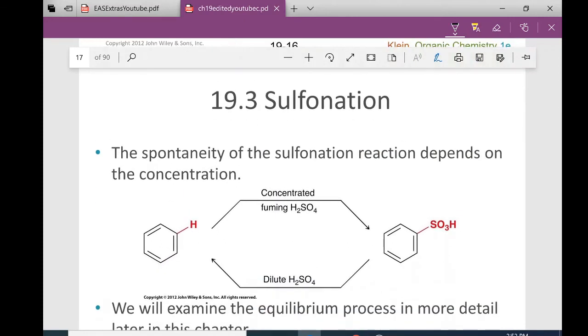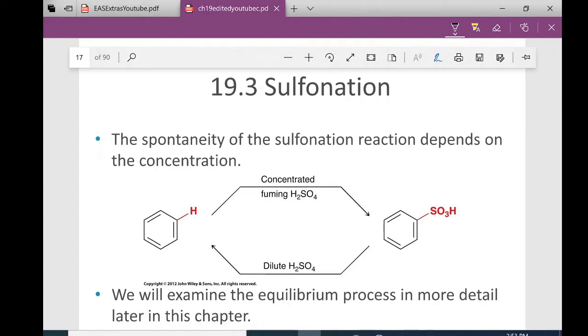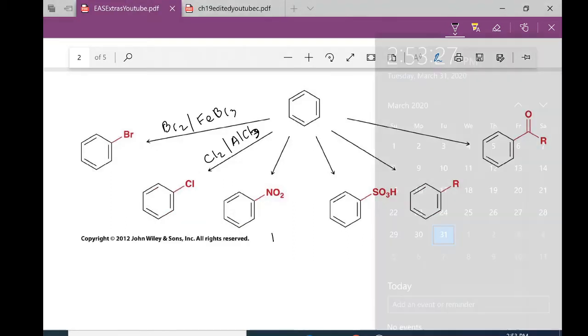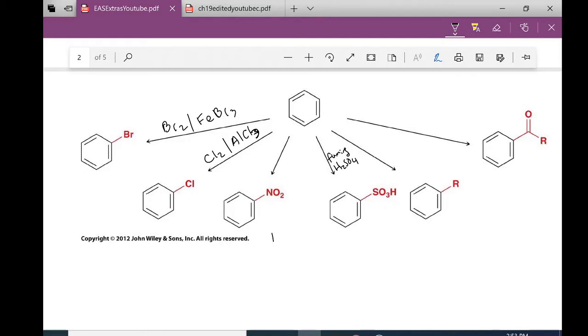Now again, this is the only one of these reactions that is actually reversible. If we use concentrated sulfuric acid, we get sulfonation. If we use dilute sulfuric acid, we can actually take that sulfonyl group back off and replace it with the hydrogen that we started with. Now we're going to see that this is very important. We can use this sulfonyl group as a blocking group later on in this chapter. So let's go ahead and write our reagents down for that particular reaction. So we have fuming sulfuric acid. Now remember, this reaction is reversible with dilute sulfuric acid.